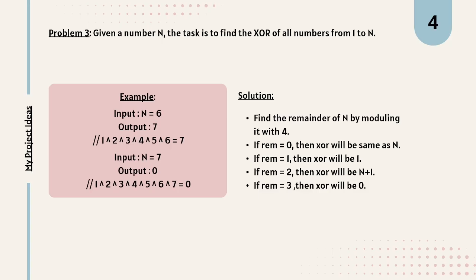Again, let's see. If n is equal to 6, do the modular division with 4. So what do you get? The remainder you get is 2. So if the remainder is 2, then your XOR will be n plus 1. The n value is 6, and 6 plus 1 is 7. Simple. So if you know this small tactic, you don't need to go into the loop. You can easily get through the course. Got it? And it helps you in your online assessment as well.